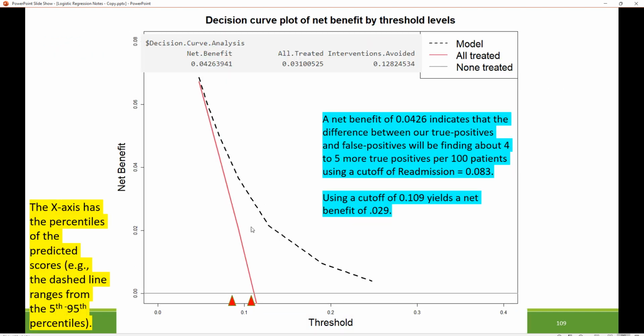But as we go further to the right, we just don't have a lot more of our patients predicted at that level. So going from about a 0.18 to 0.22 isn't going to yield the same as going from a 0.083 to a 0.109. But we do see with the 0.109 it yields a net benefit of 0.029. So there is some benefit, but not as much as when we had that more aggressive threshold of 0.083.